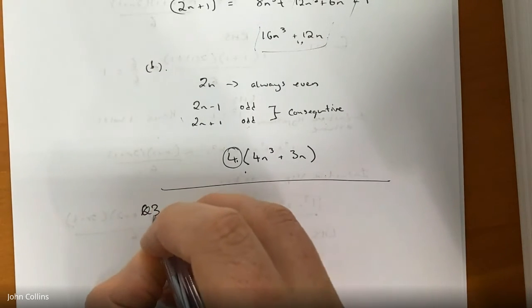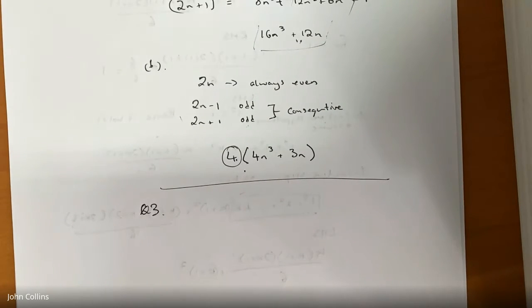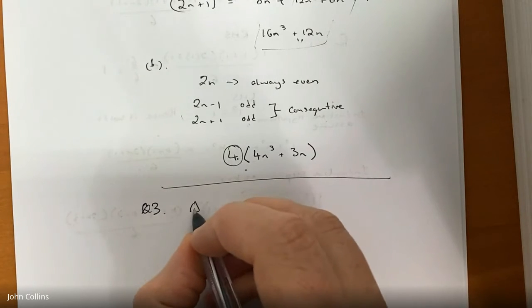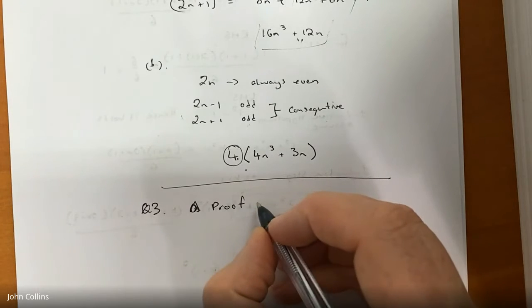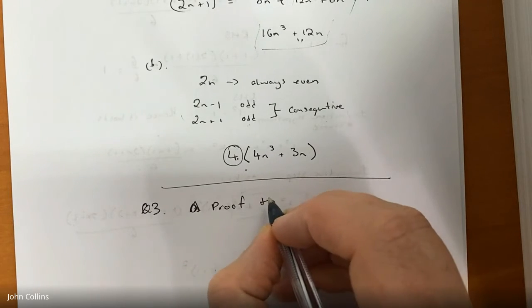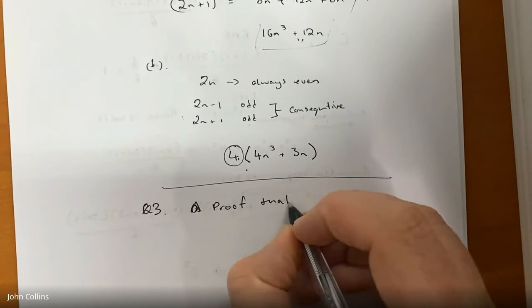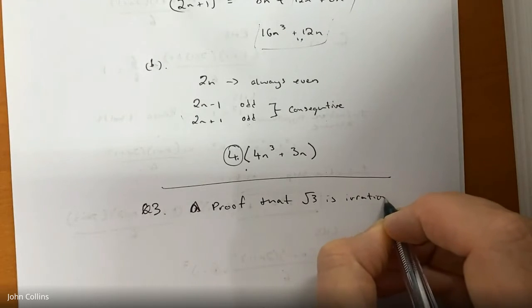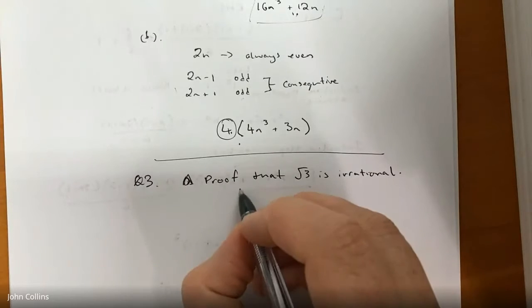Question 3. Proof by contradiction. Okay. So we are asked to prove, not assume, that root 3 is irrational. Okay. By contradiction.